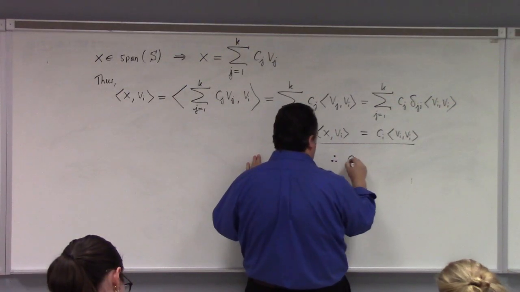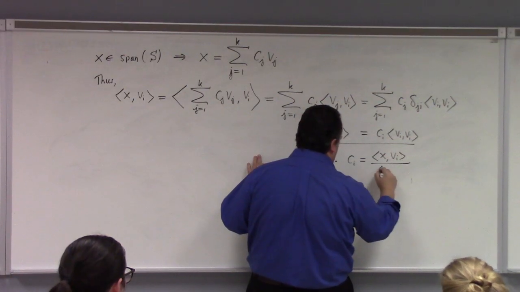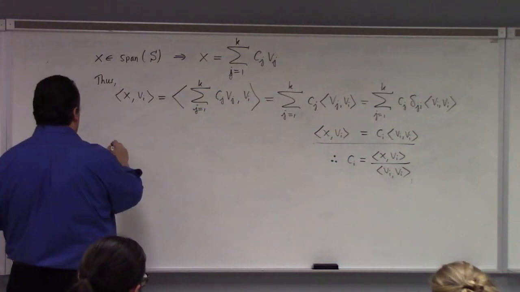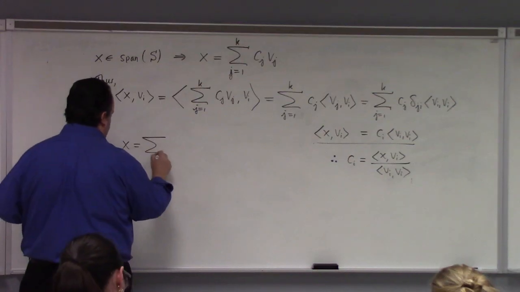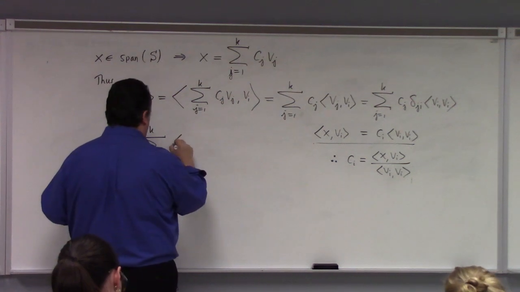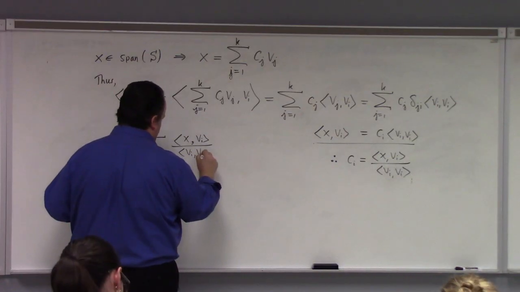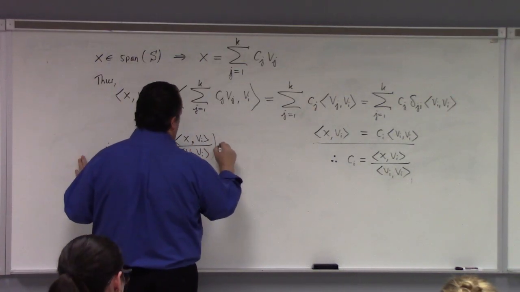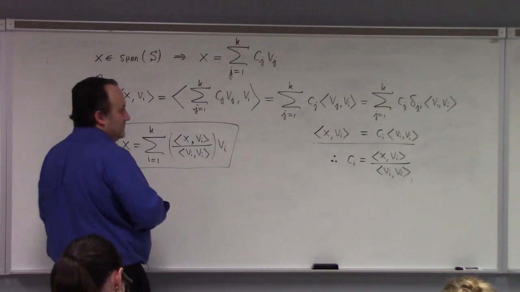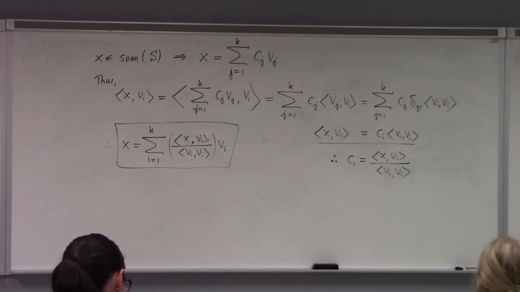Therefore, ci is equal to the inner product of x with vi divided by the inner product of vi with vi. Therefore, x is equal to the sum i equals 1 to k of the inner product of x with vi divided by the inner product of vi with itself, all times vi. And I just switched the i to j for the final formula because that, I think, is how I wrote it in part 2. Yeah. There you go. That's the proof of 2.